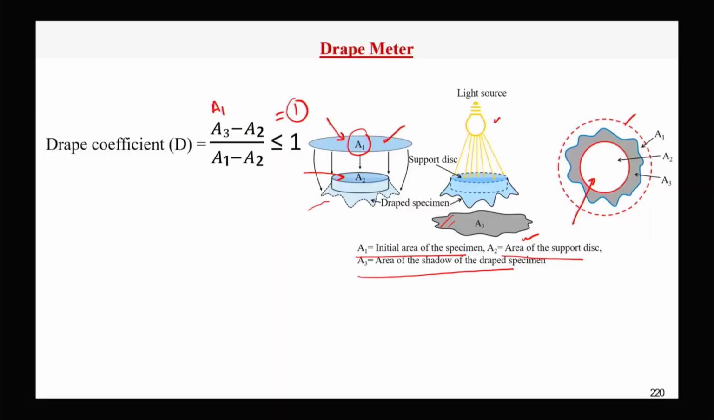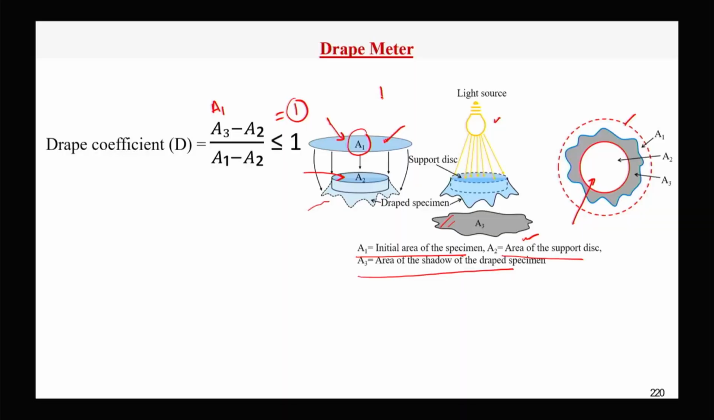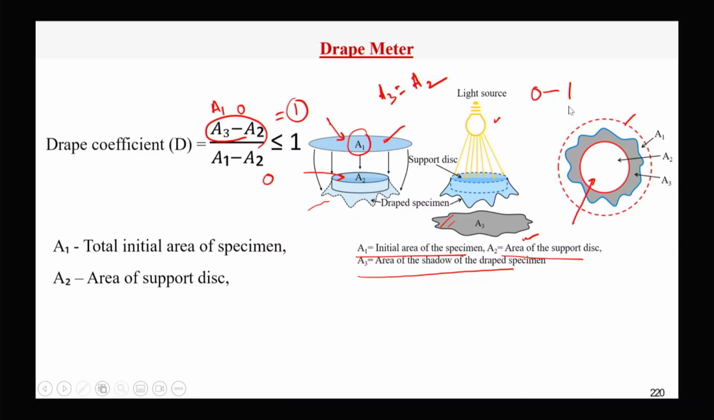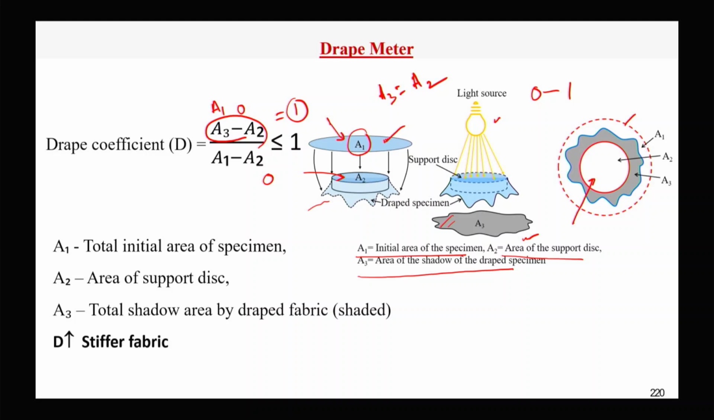Now consider that fabric is very flexible. There is no projected portion. In that case, A3 will be equal to A2. If A3 is becoming A2, then it will become 0. In that case, drape will be 0. So the range of drape comes 0 to 1. A1 is the initial area, A2 is the area of the support disc and A3 is the total shadow area by draped fabric. That means for very flexible fabric, drape becomes 0 without any projection, and for very stiff fabric, drape becomes 1. So the range is from 0 to 1. As the fabrics become stiffer, the drape coefficient will increase gradually.